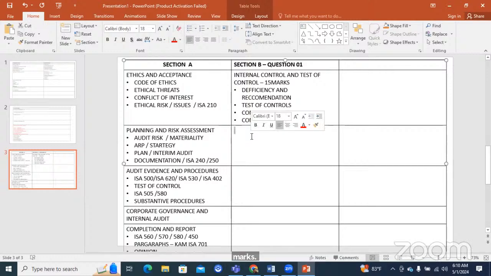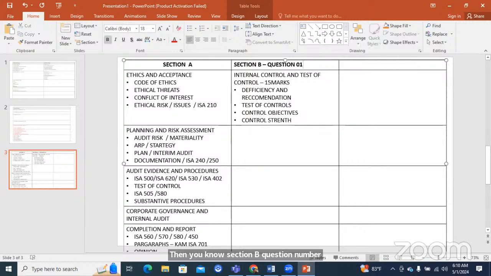Then, section B, question number 1, total marks is 30 marks. Total how many marks? It is 30 marks. 15 marks for this area. Therefore, it's your duty to practice more questions related to controls. That is the easiest area, because you can use your general knowledge to pass.